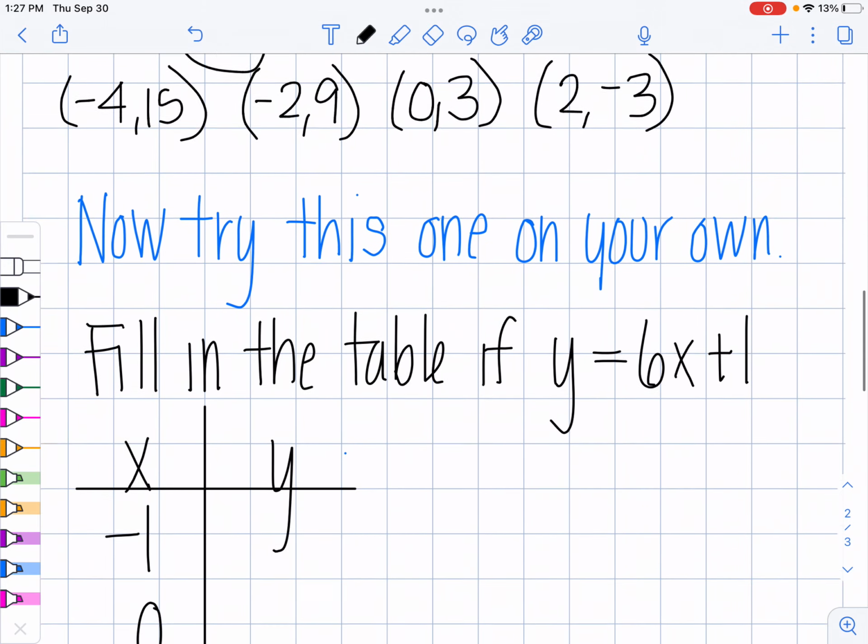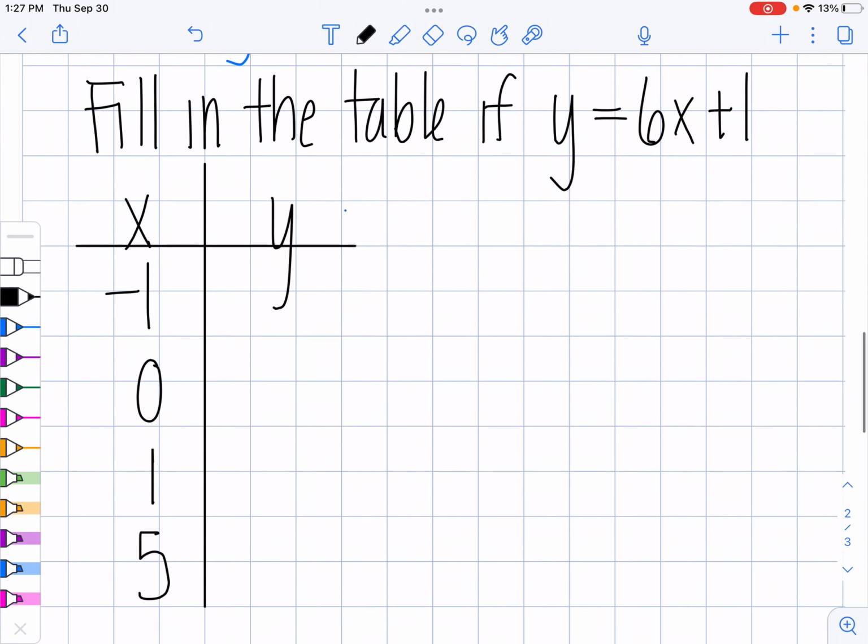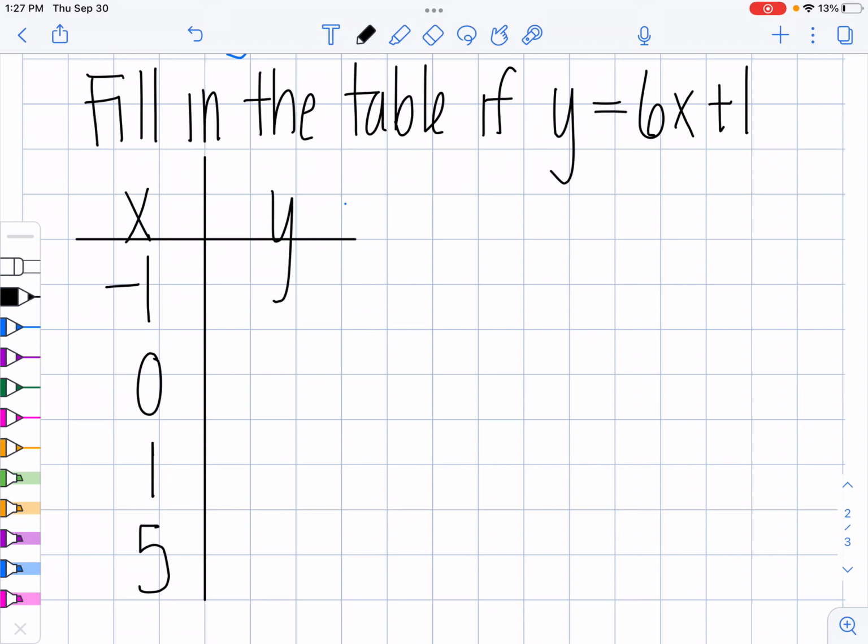Okay, now I want you to try this one on your own. So this is going to be a good time to pause the video, work out this problem on your own, and then start to play it, and I'll do all the work. And you can check to see if you got it right.